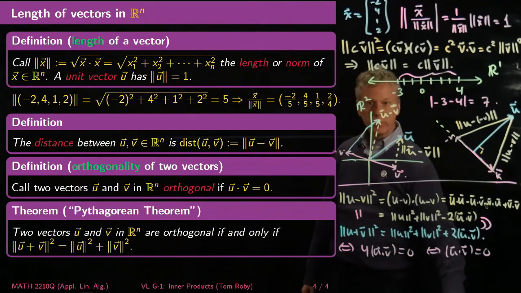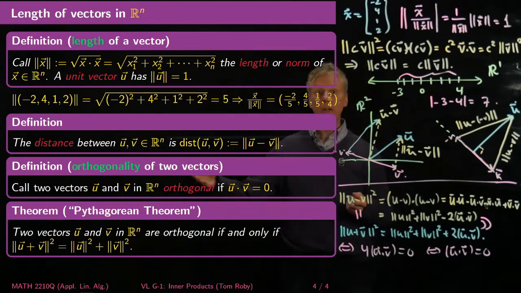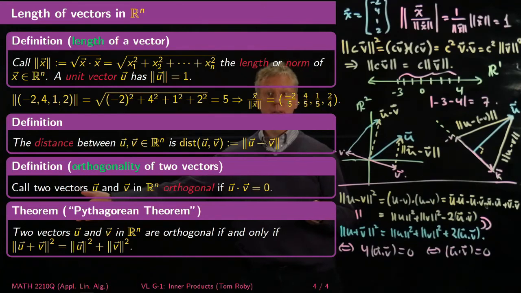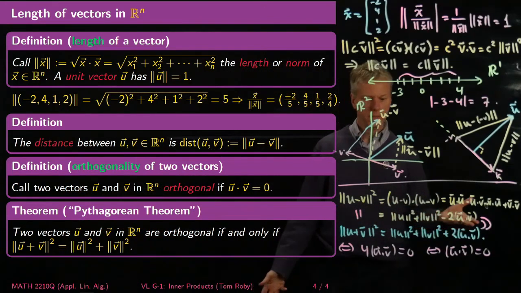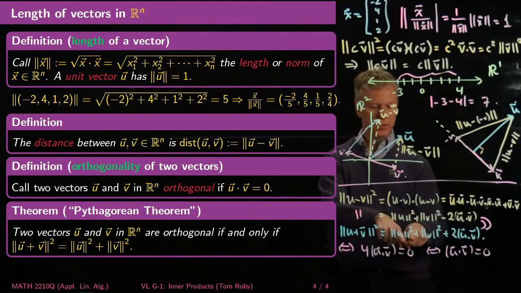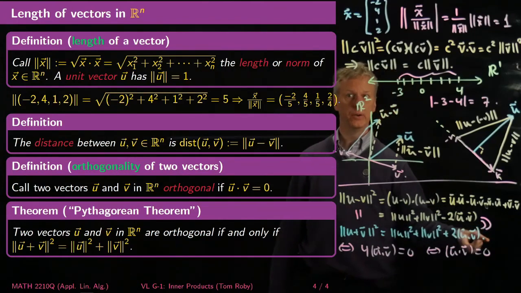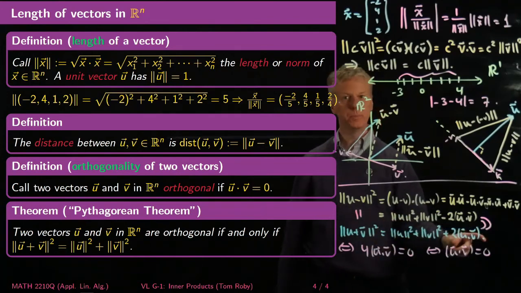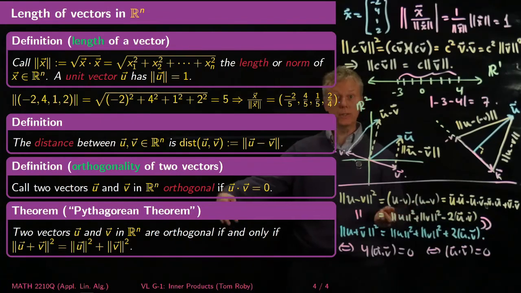And so, in fact, what I've really done is I've proven a version of the Pythagorean theorem here. Two vectors u and v in R^n are orthogonal if and only if this is true. Because we just computed that the norm of u plus v squared is the norm of u squared plus the norm of v squared plus 2 u dot v. So in order for this equality to hold, this part must be 0. 2 u dot v must be 0, so therefore u dot v must be 0. So that just follows from the definition.